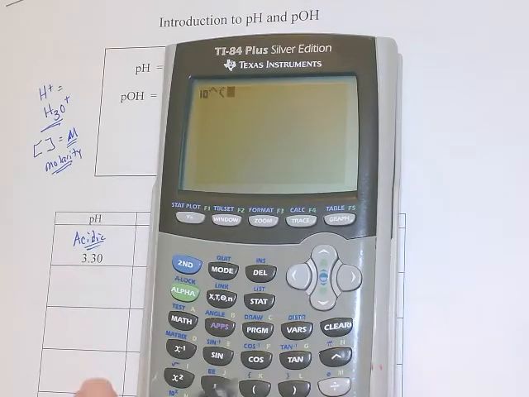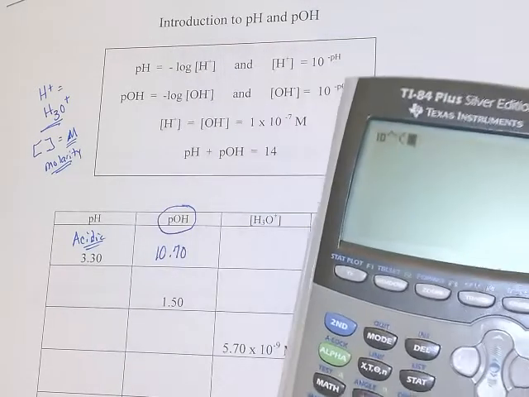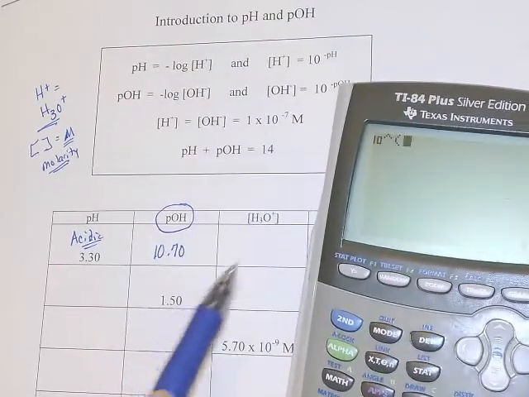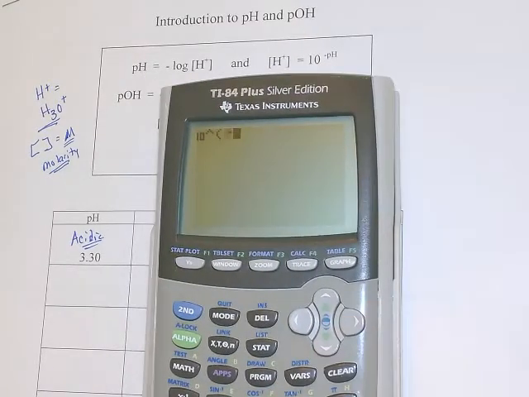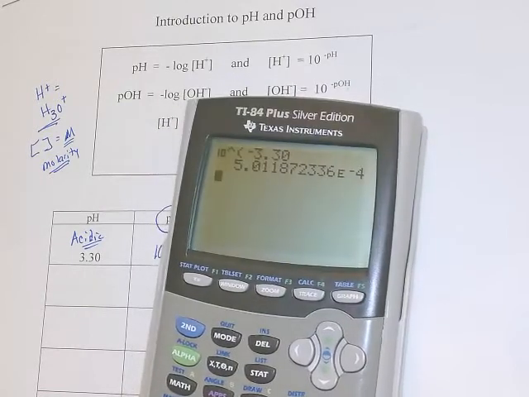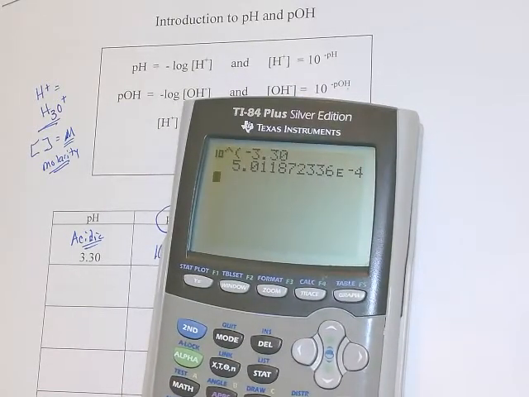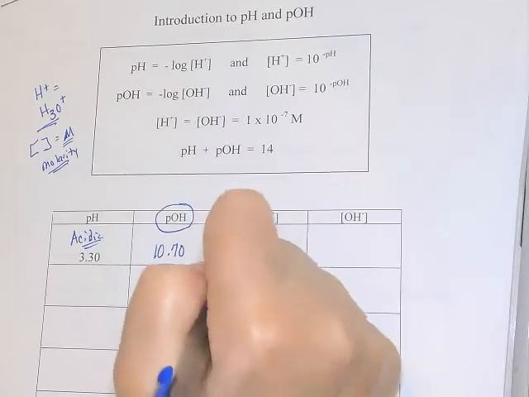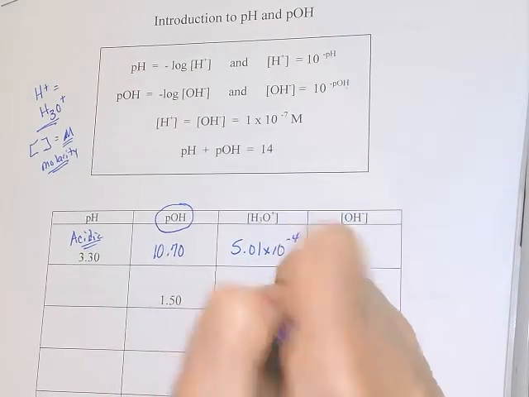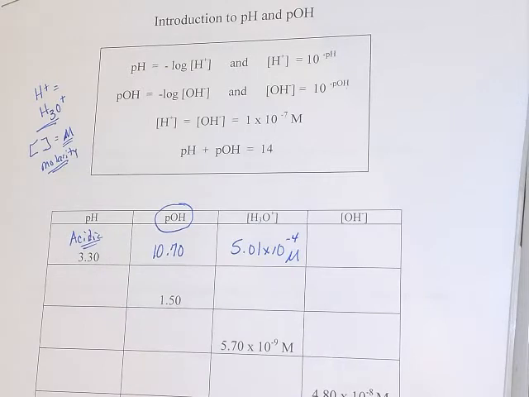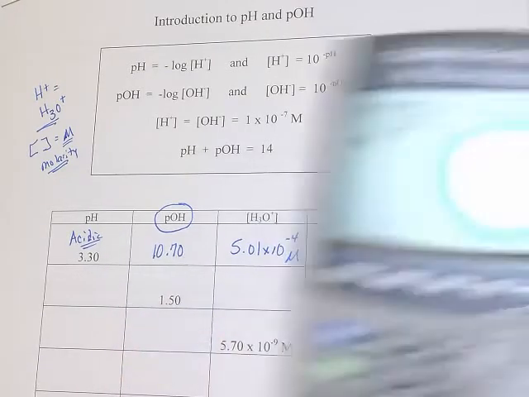Your antilog is your second function key and then hit your log. So you've got a 10, and if you're looking at finding your hydronium ion, that would be to the negative pH, so negative 3.30 is going to give you the exponential number 5.01 times 10 to the negative 4th. 5.01 times 10 to the negative 4th, and that unit is molarity. That's what those brackets mean.